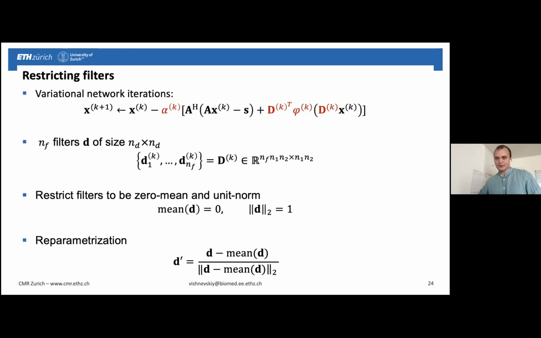Another technical detail is that, to improve the generalization ability, we want to constrain the filters to be zero mean and unit norm. There are a couple of ways we can do this, but we chose to do it by a simple reparameterization. We have the variables d that we optimize with respect to, and then we reparameterize them to be zero mean and unit norm, right? All right, so that's the introduction to variational networks.